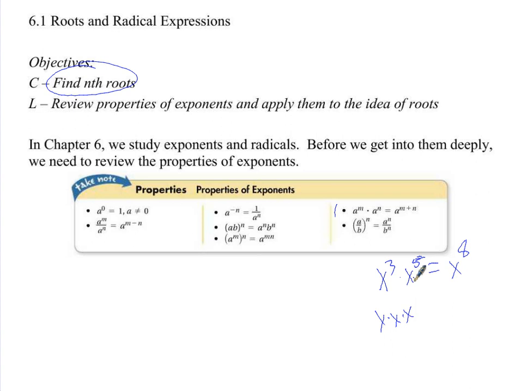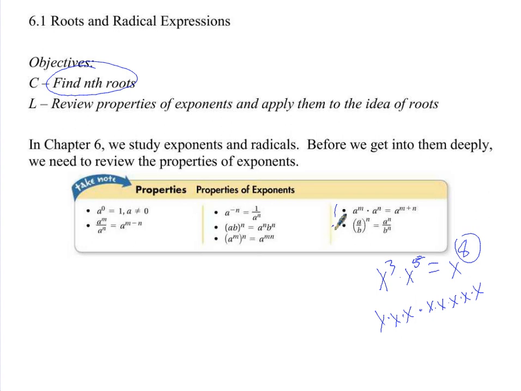x to the 5th is x times x times x times x times x. And what are we doing to those? Well, we're multiplying them together. So what I have is x times itself 8 times. And that's why we wind up with x to the 8th. And now clearly I can see that 3 plus 5 is 8. So that's why this property, a to the m times a to the n equals a to the m plus n, is that property. When you multiply like bases, you add the exponents.